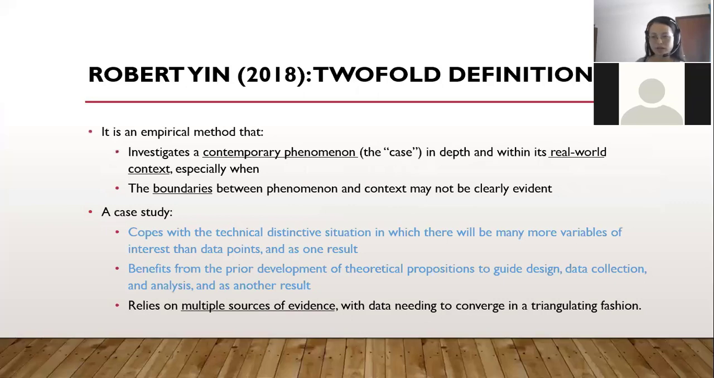Later, the edition I am reading at present was published in 2018. That's the latest version, also the 6th edition of the book. He actually updated the definition to what he called a twofold definition. As you can see from the highlight of this content, all the other 4 aspects are still mentioned, but 2 aspects are added. One is to cope with the technically distinctive situation in which there will be many more variables of interest than data points. And as one result, it benefits from the prior development of theoretical propositions to guide the design, data collection, and analysis.